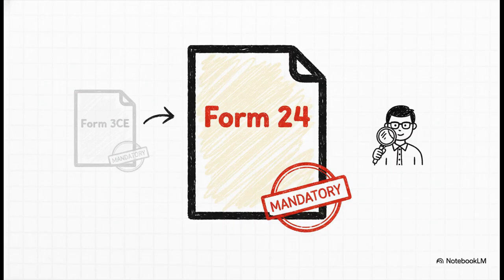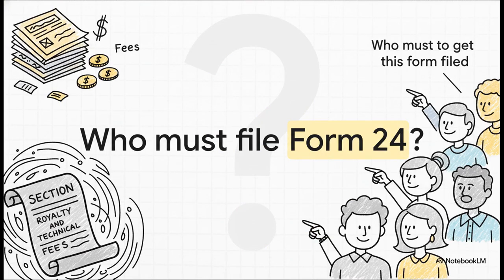It is an audit report certified by a chartered accountant that confirms your calculations and your expense allocations are correct. And again, for those who've been around a while, this is simply the new avatar of the old Form 3CE. So, a very straightforward but important question: who exactly is on the hook for filing this form?